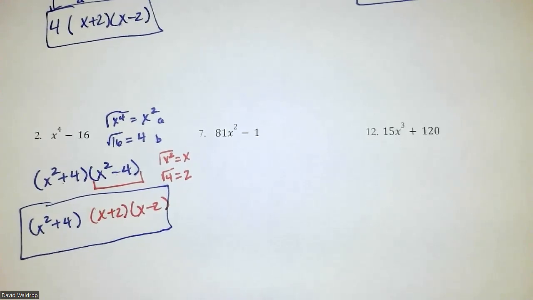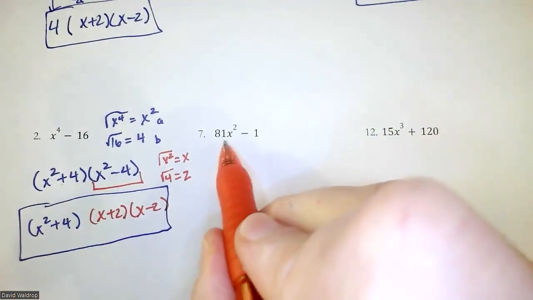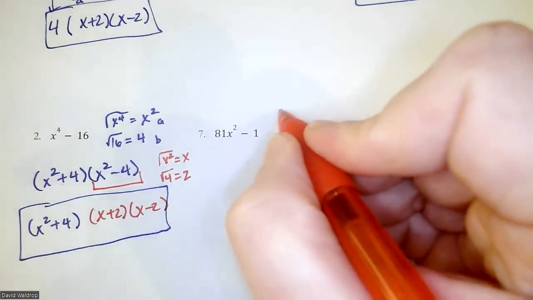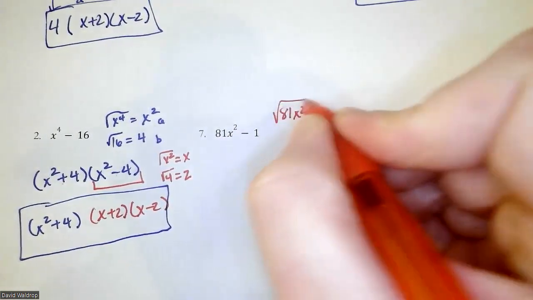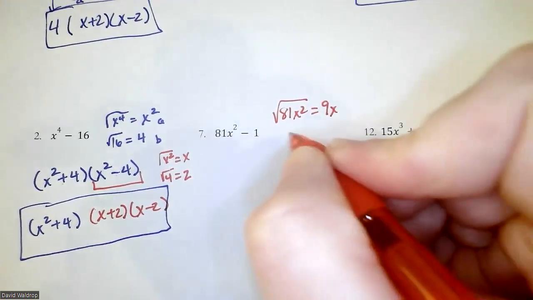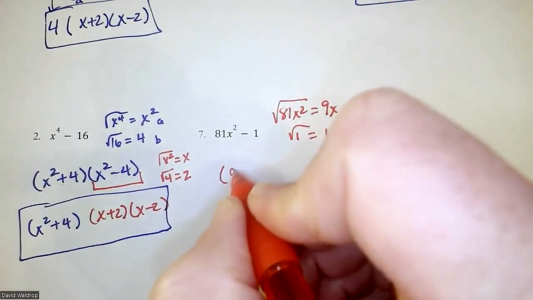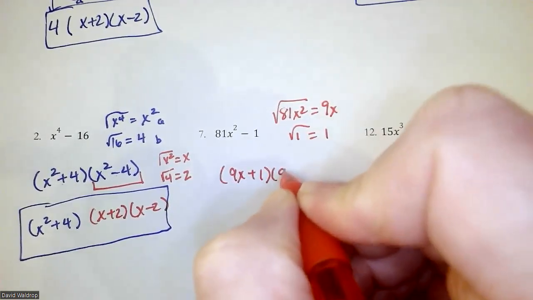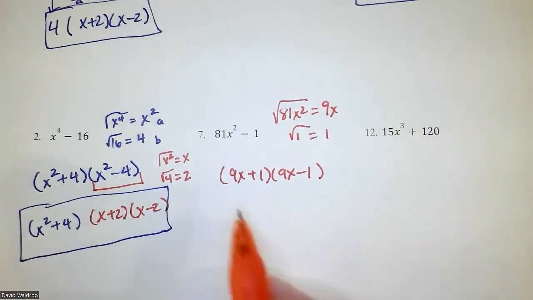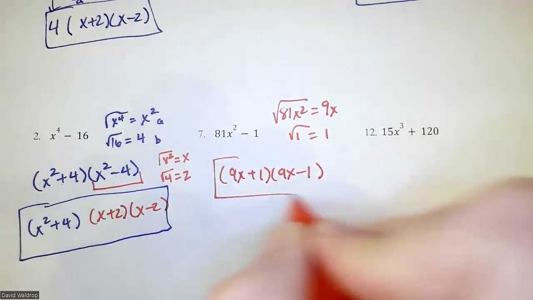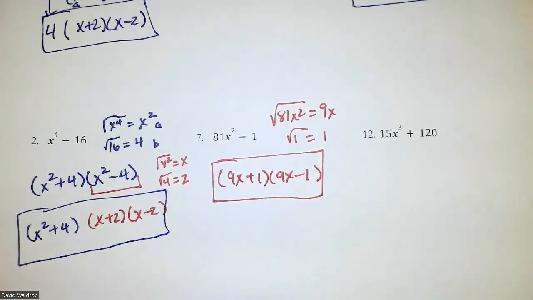All right, so let's keep going. So this has got a square and a minus. So can I take the square root? Yep, that's 9 and x. I can take the square root of 1, that's 1. So this factors into 9x plus 1, 9x minus 1. No squares, no cubes. I can't do anything else. So we are done.